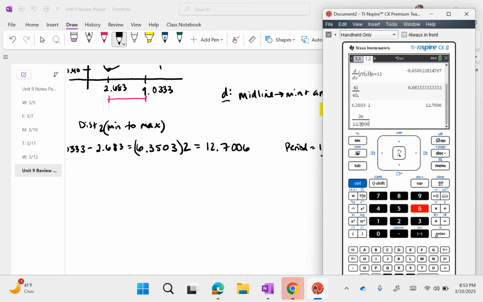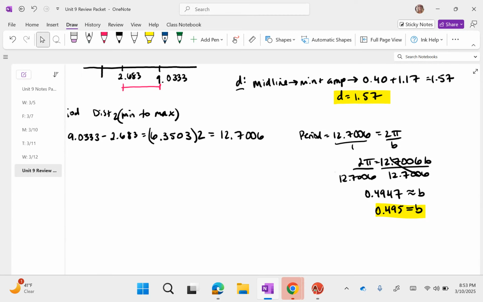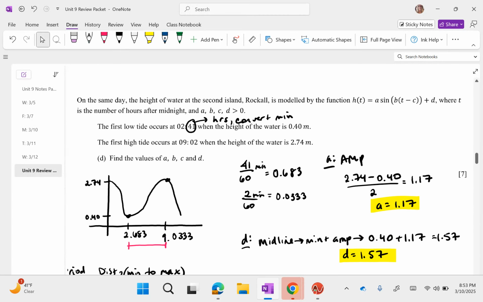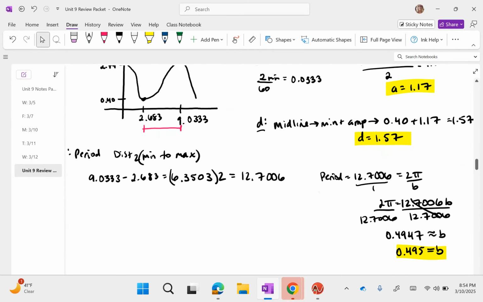12.7006. Okay. And I've got 0.4947B, sorry, is approximately B. And then I'm going to round to 3 sig figs, 0.495. Okay, so that's B. And now I've got to find C, which is my phase shift. That's my horizontal shift, okay?